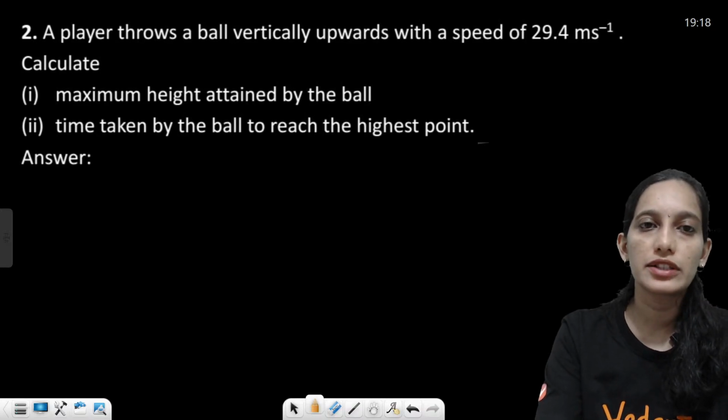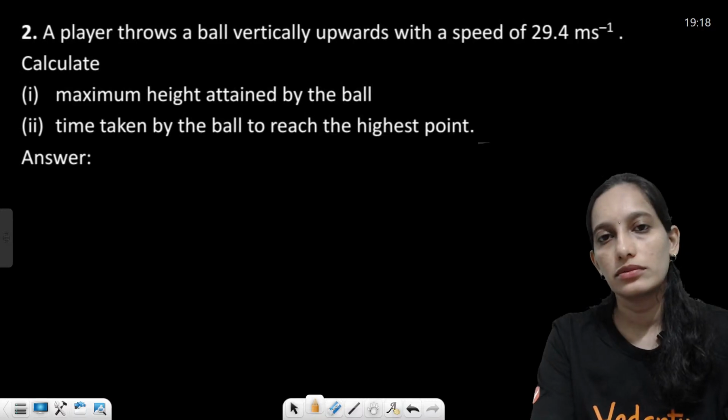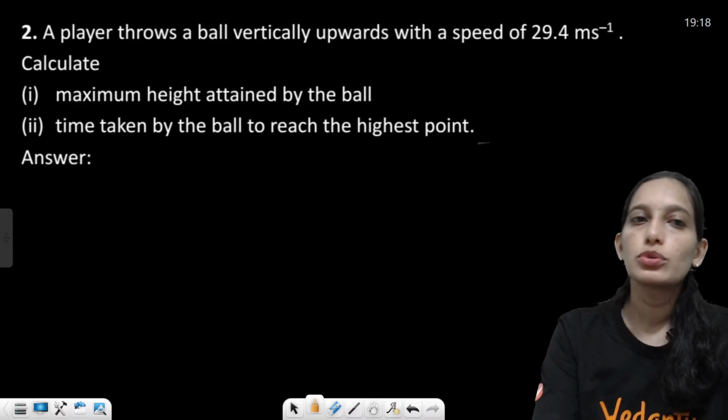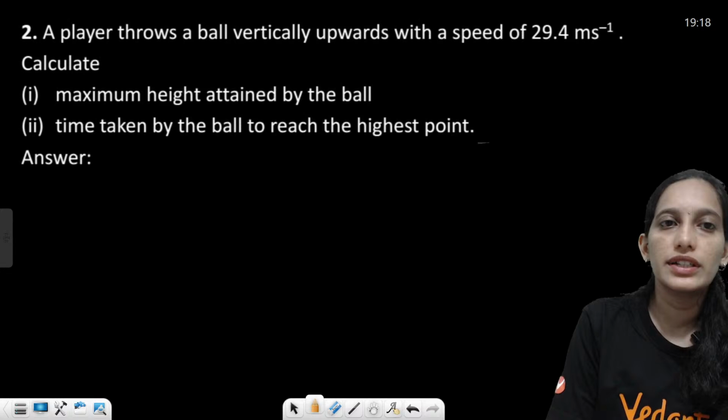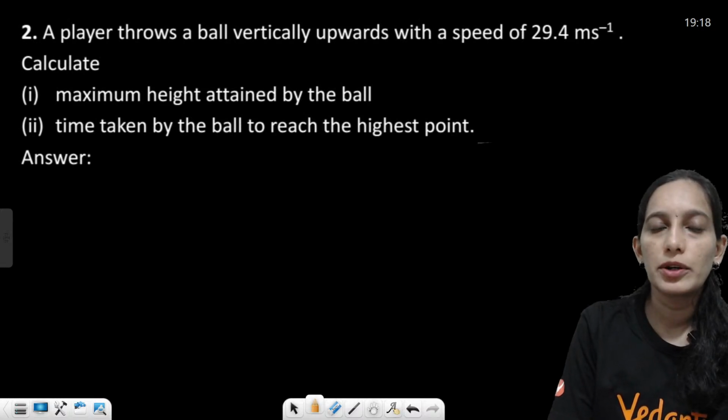Okay, which comes in the last main part of your test paper: 5 mark numericals. So here we are with the first 5 mark question.